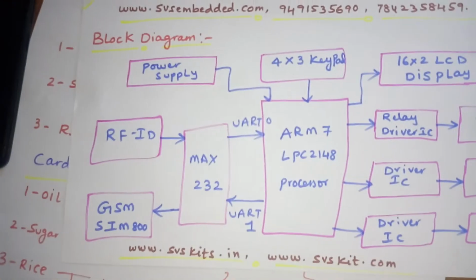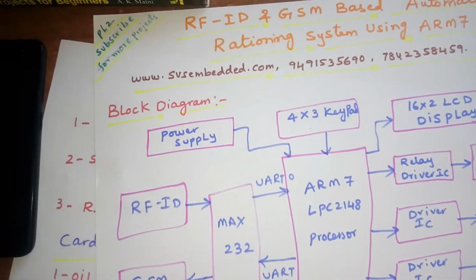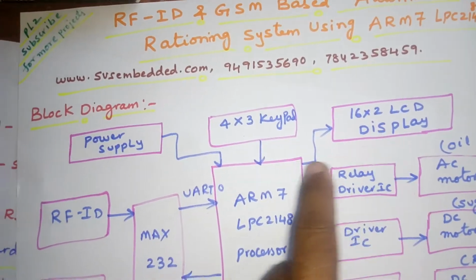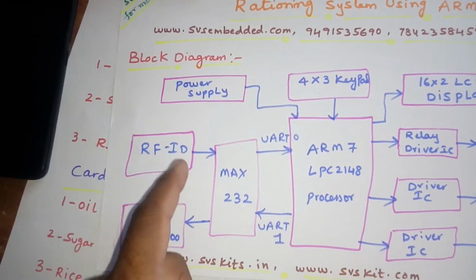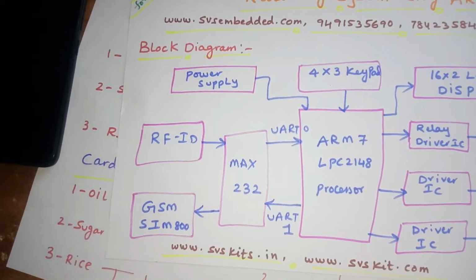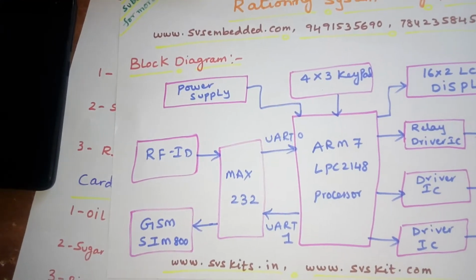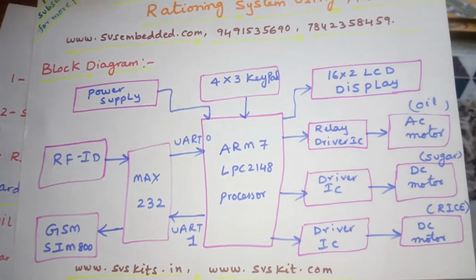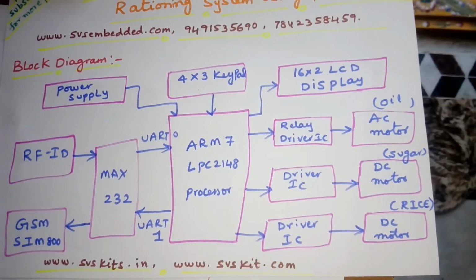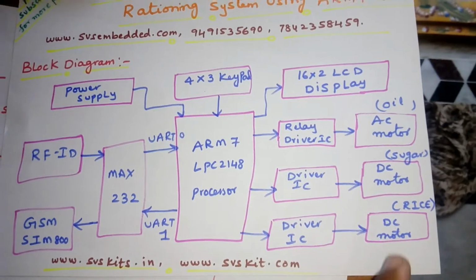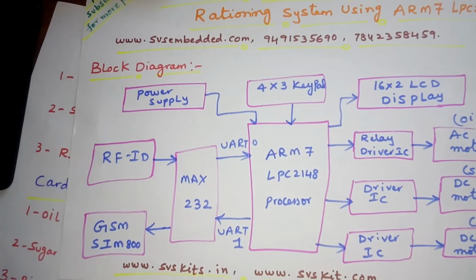Here I am using an ARM7 LPC2148 processor, a 16x2 LCD display, a 4x3 telephone keypad, one MAX232, one SIM800 GSM module, and one 125 kHz RFID module. There is one AC driver for oil, one for sugar, and one for rice. These are the indicators, and we are going to present the oil.